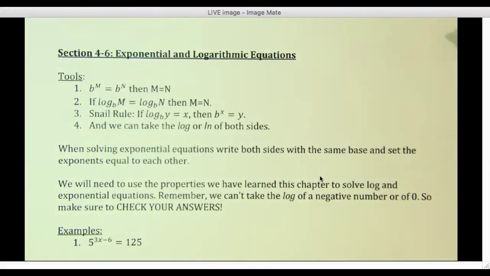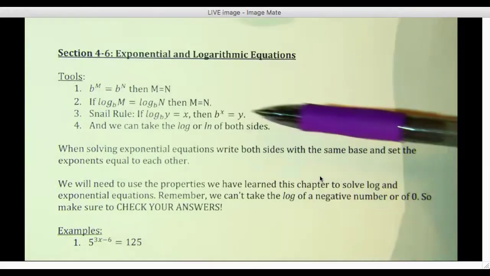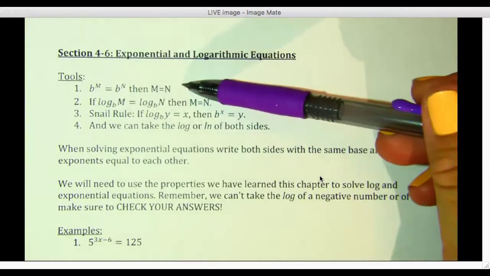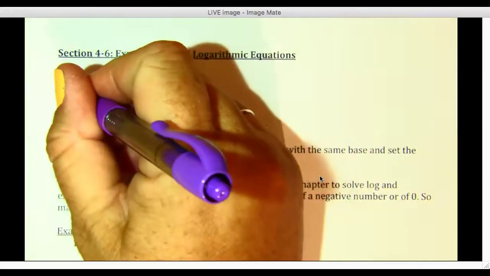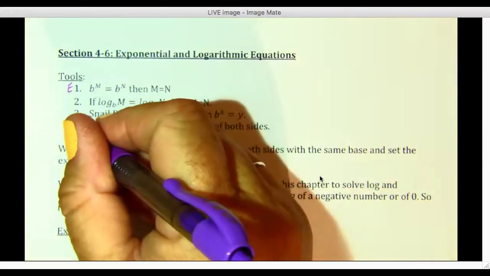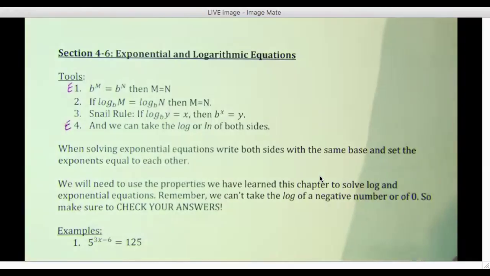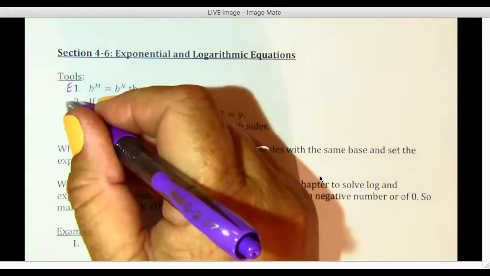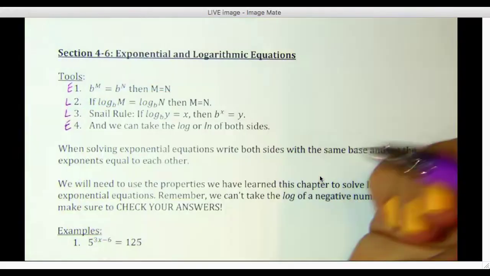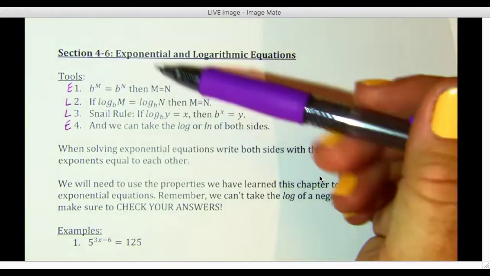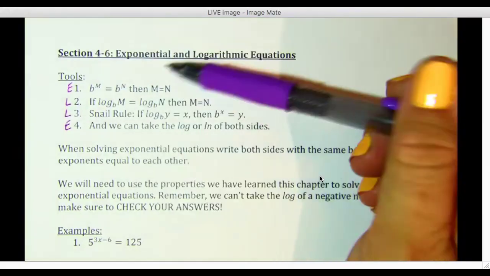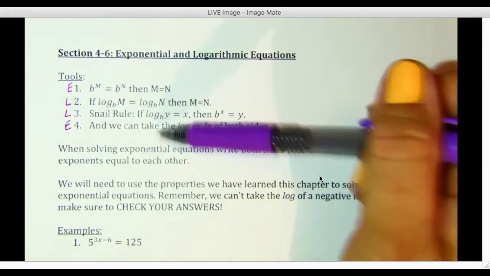All right, so this is section 4.6, and in this section, we will be looking at solving exponential and log equations. The first tool that we have here and the last tool are tools that we use on exponential equations, and these middle two are tools that we use on log equations. And so we're going to be looking at exponential equations first. So we're going to be looking at these two tools here.